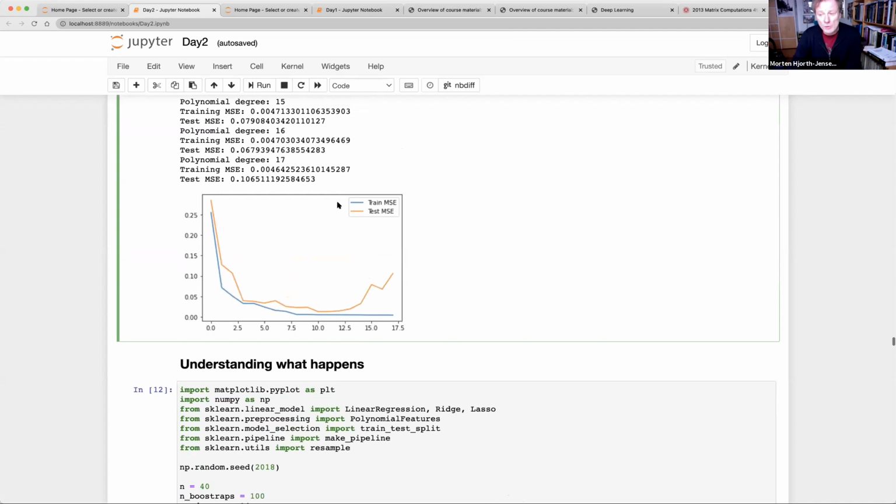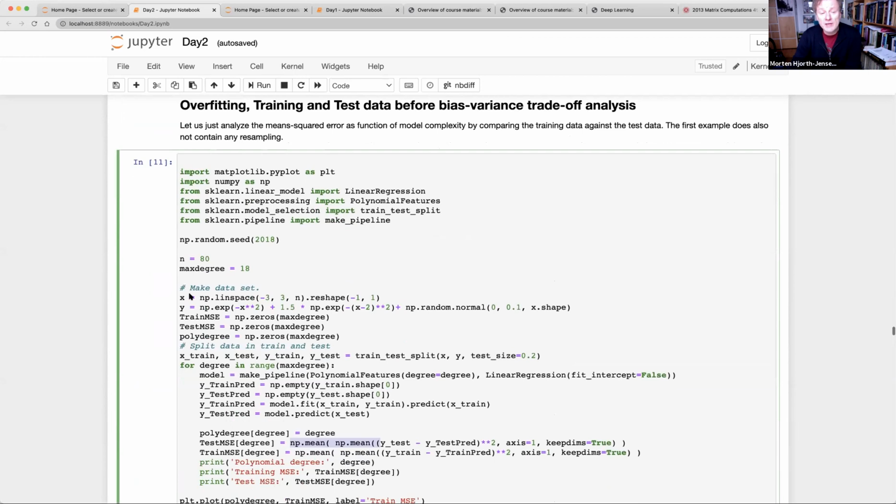Now, there is something more here. The result which I gave you depends on the number of data points which you have. So what do you think would happen if I gave you 1,000 data points? Would you see a larger difference between the test and the train data? What is your feeling? If I give you more data, would the difference between test and train increase as a function of the complexity, or would it decrease? So what's your feeling, guys? Increase or decrease?